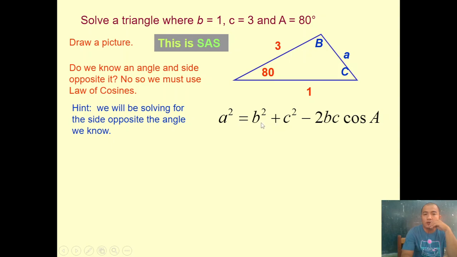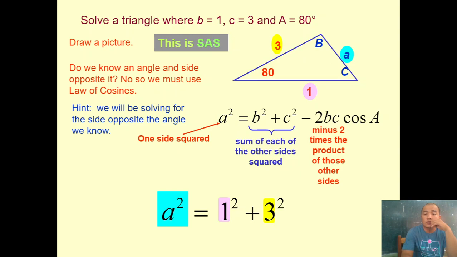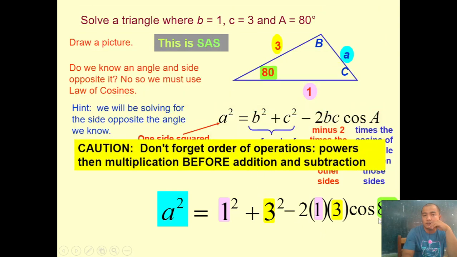Okay, our formula will be A squared equals B squared plus C squared minus 2BC cosine A. Substitute. It is one side squared, equal to the sum of the squares of each of the other sides, minus 2 times the product of those other sides times the cosine of the angle between those, which is 80 degrees. So it goes like this: 1 squared plus 3 squared minus 2 times 1 times 3 times cosine 80.